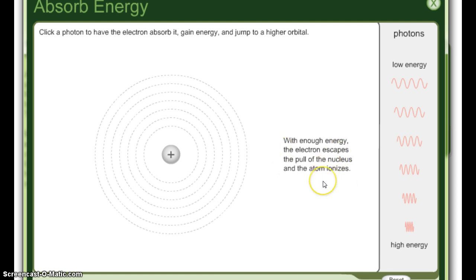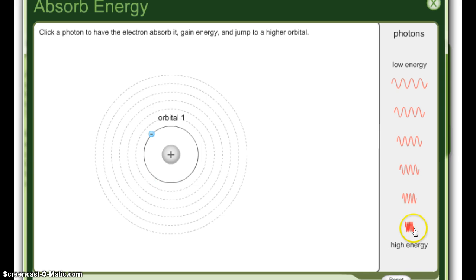With enough energy, the electron escapes the pull of the nucleus and the atom ionizes. So I made an ion. And what would the charge of this ion be? It would be +1, assuming that I started with just the 1 electron.